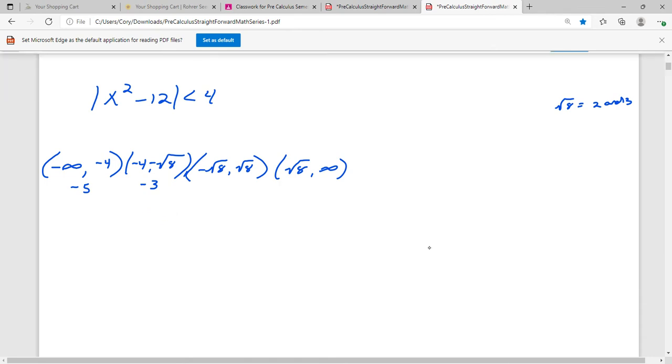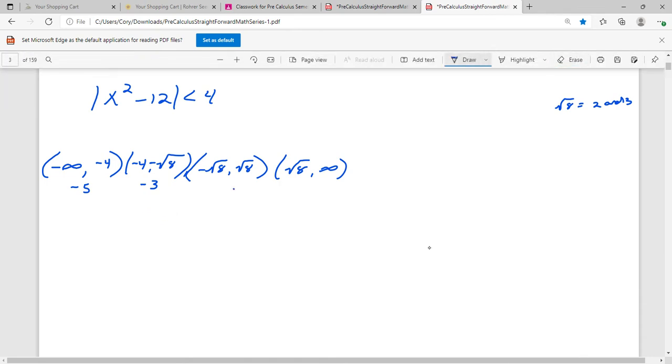And then for this one, I'm going to use 0 because that's between my negative and my positive. And for this one, I just need something that's more than 3. I'm going to say 4, because the square root of 8 is 2 point something, so I need something more than that. Alright, so I've got the absolute value of x squared minus 12 is less than 4.